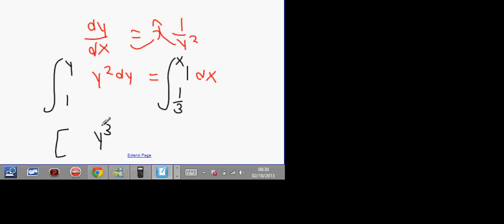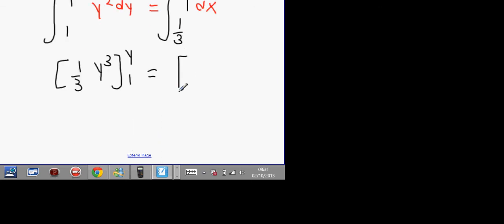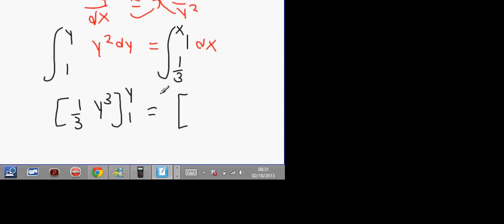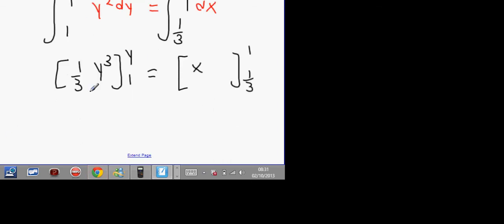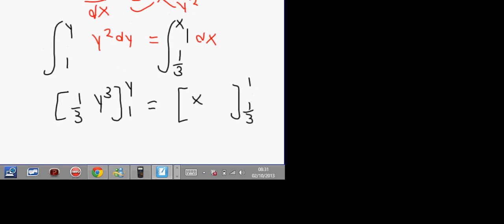Y cubed when you integrate y squared. Put the third in front of it. And you get y, and when you integrate this, you're going to get dx from 1 to a third. Oh, sorry, just x, because the dx disappears when you integrate. Okay, and the third is the limit. Oh, x, the other limit.